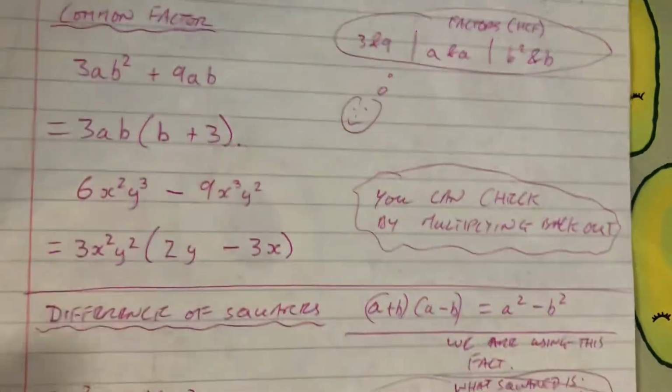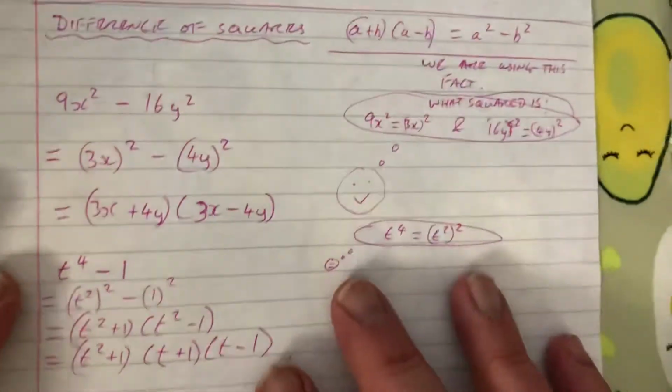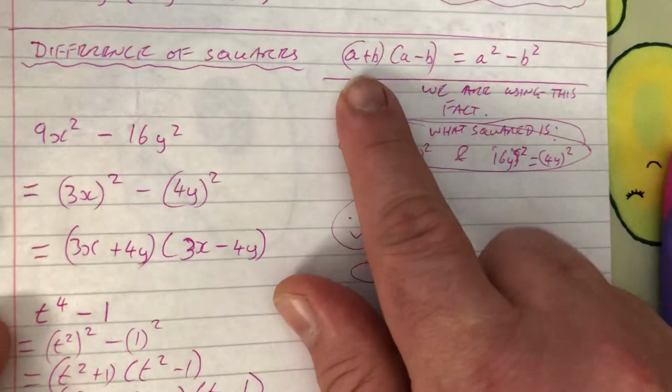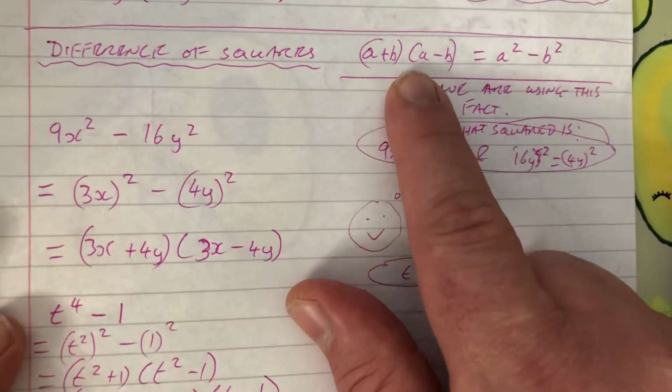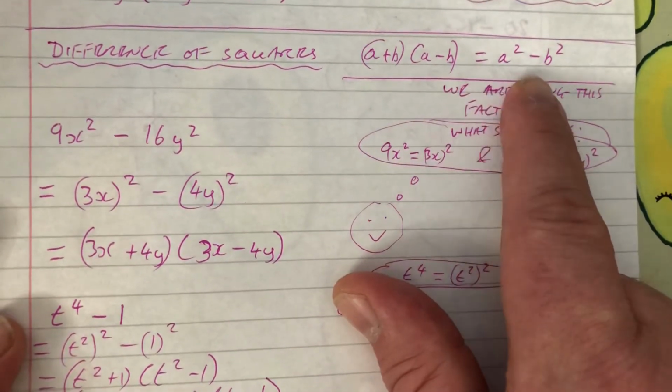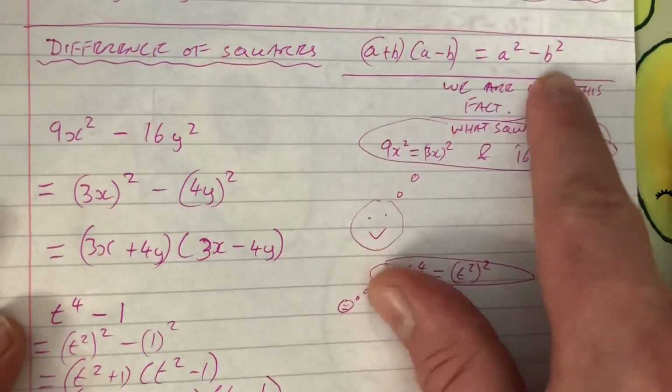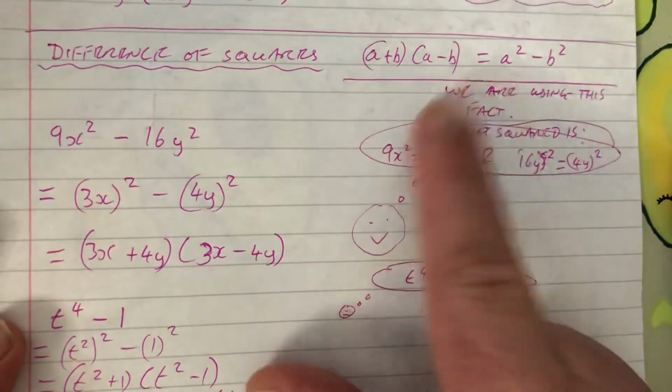Yes, it is. So, on to the difference of squares. So, we're basically using this fact up here. A plus b times a minus b is a squared minus b squared. If we can go that way, we can certainly go back the way. So that's what we're looking at.